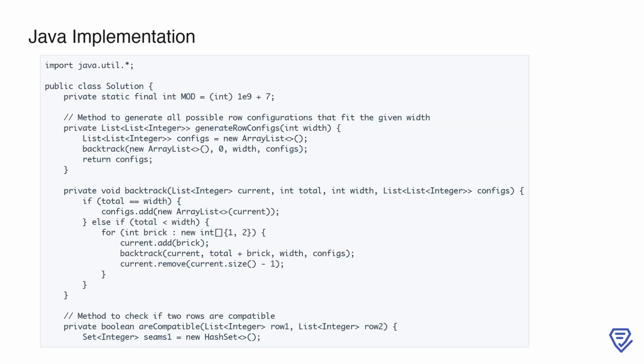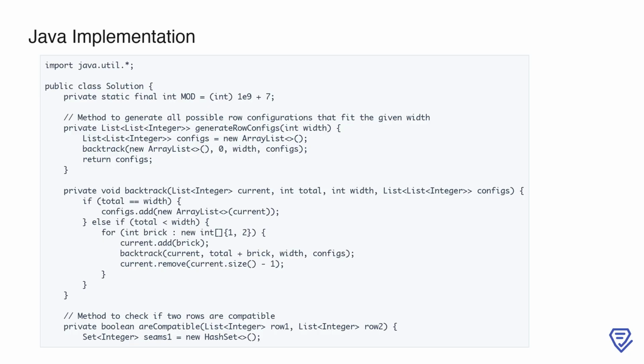Here, we start by defining our solution class and a constant mod, which will be used to handle large numbers during calculations by performing modulo operations. The first method, generate_row_configs, is designed to generate all possible row configurations that fit a given wall width. This method utilizes a helper function called backtrack, which performs a depth-first search to build combinations of row layouts. Each row is constructed by sequentially adding bricks of size 1 or 2. If the total length of bricks matches the specified width, the current combination is added to the list of valid configurations.